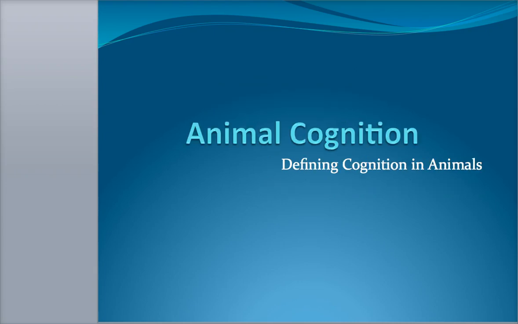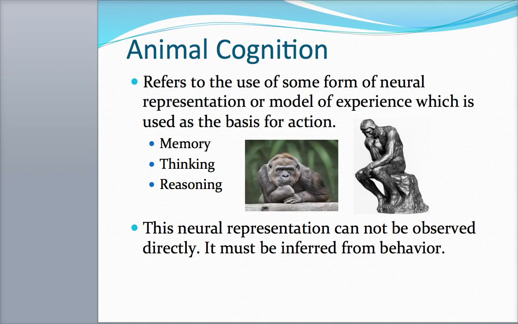So let's talk about animal cognition. Usually when we talk about animal cognition, we're referring to the use of some form of neural brain-based representation or model of experience that's used for a basis of action. And it includes things like thinking and reasoning and memory. The important thing to remember is that this neural representation cannot be observed directly. We just don't have the sophisticated neuroscience to be able to go in and look at a specific thought or a specific memory. And so we have to infer what's going on from behavior.